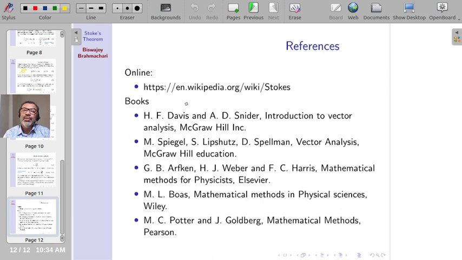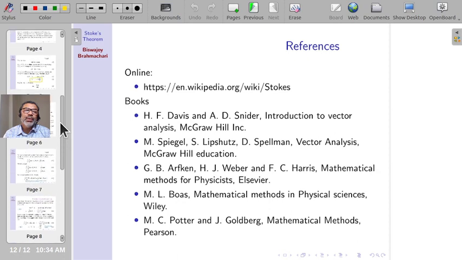So here we have used the following references: Davies and Snyder. This is an old reference, but this is extremely good. And Spiegel, Lipschutz, Spellman, this is a vector analysis book from the Schaum series. And then Arfken, Weber and Harris, this is a standard book of mathematical methods. In Mary Boas, we have used Mathematical Methods in the Physical Sciences. And then Potter and Goldberg, we have used for mathematical methods.